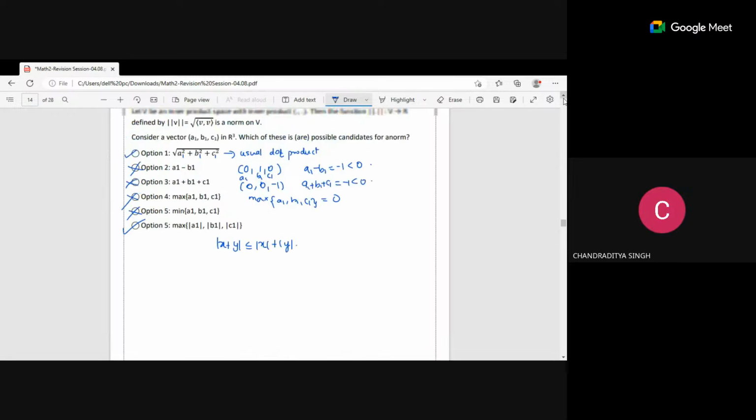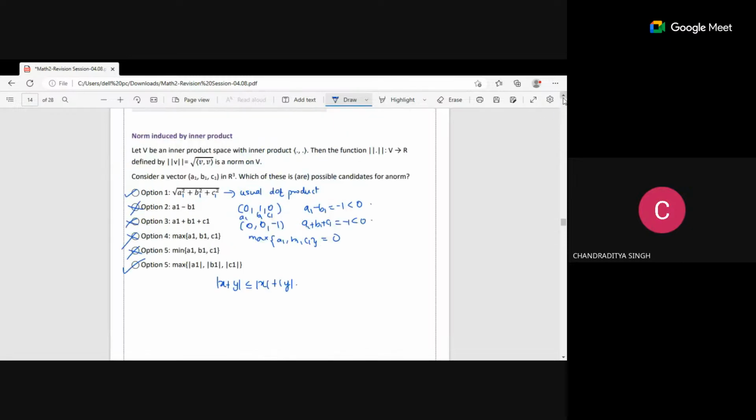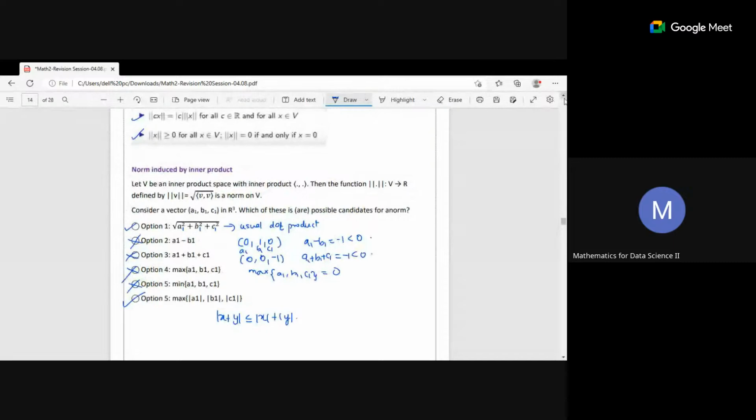Okay. Can you give an example when triangle inequality fails? Can you please be louder? Any example where triangle inequality fails? X square plus y square. Yeah, you can take maybe this itself.